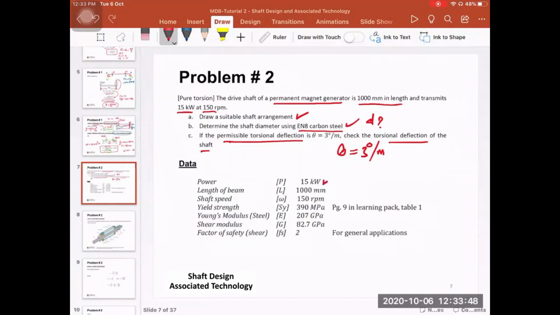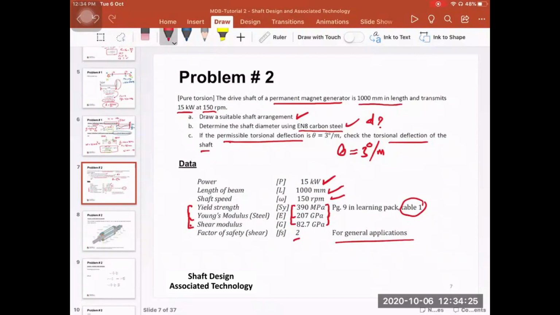What is given here, the power is 15 kilowatt. The length of the shaft is 1,000 millimeter. The shaft speed is 150 RPM. The yield strength and the elastic modulus are coming from table number 1 based on EN8 carbon steel, these two. Okay. Then the shear modulus is the same. They are coming from the same table. So these 3, sorry. Okay. And then the factor of safety can be considered as 2 for general applications.